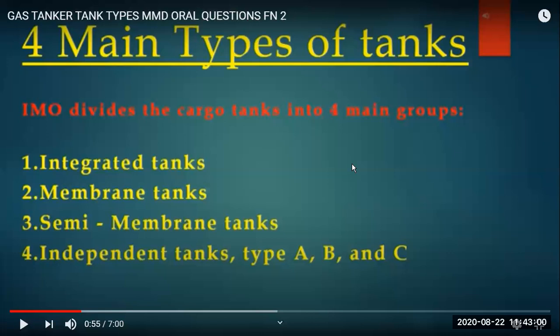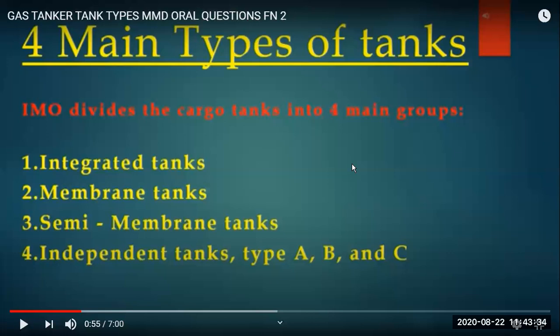Pressure tanks can be integrated because they are not causing temperature fractures, metal fractures, to the hull. But other refrigerated ships or semi-refrigerated ships need to have an independent tank. Semi-refrigerated ships can also have membrane tanks, and mostly LNG ships also use membrane tanks. So, let's see what these tanks are.